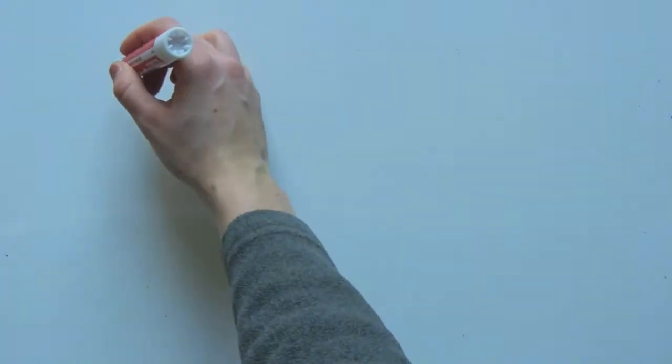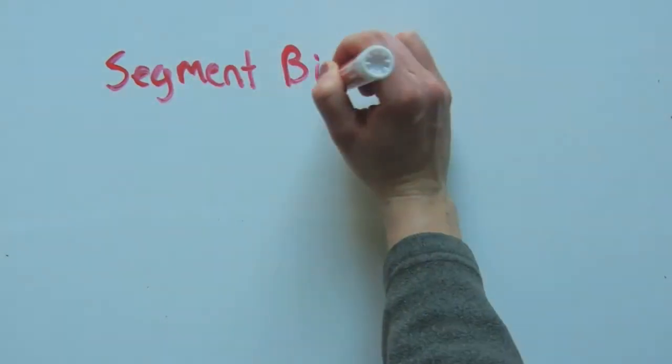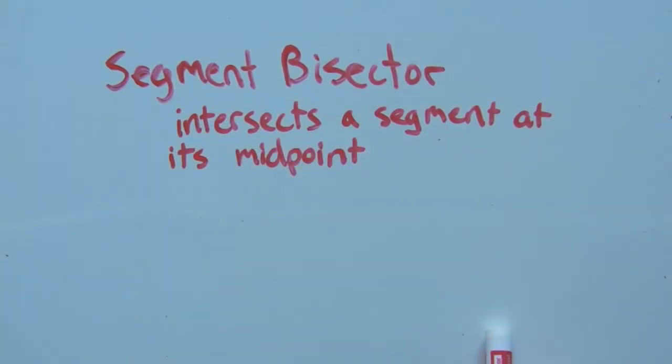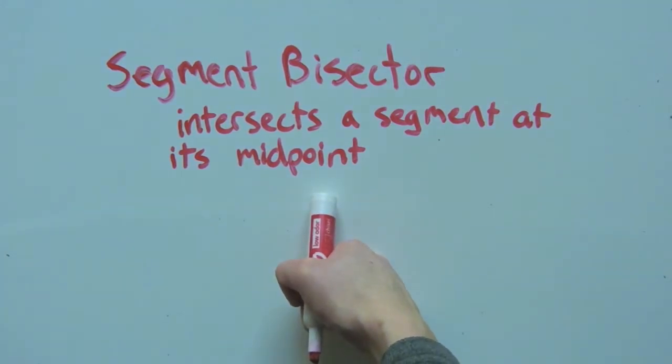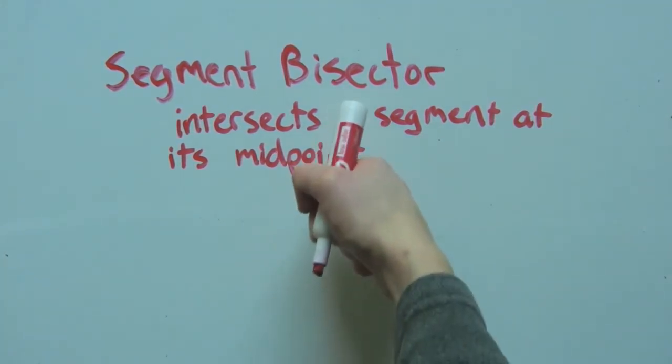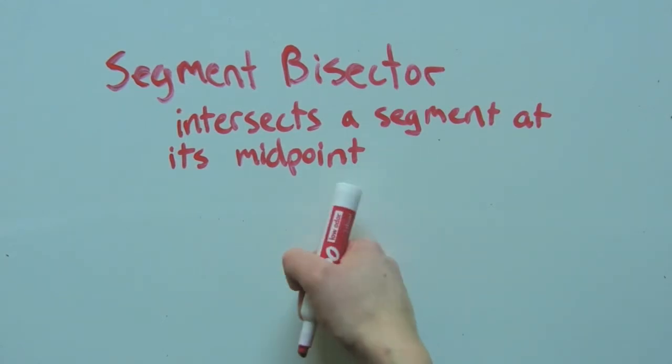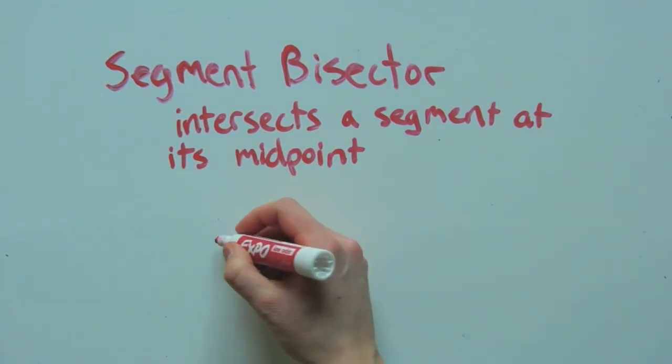Lastly, we're going to go over segment bisector. A segment bisector is similar to an angle bisector. An angle bisector splits the angle directly in half, so that we have two equal angles. A segment bisector intersects a segment at its halfway point. So a segment bisector can be a line, a plane, or another segment, and so on.